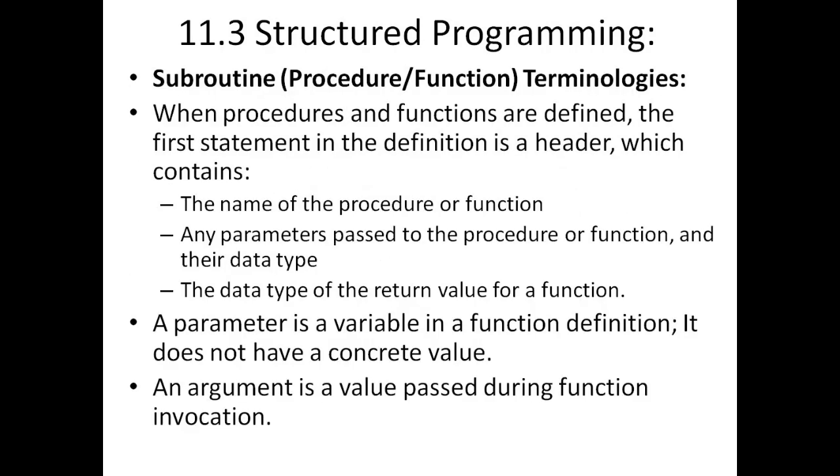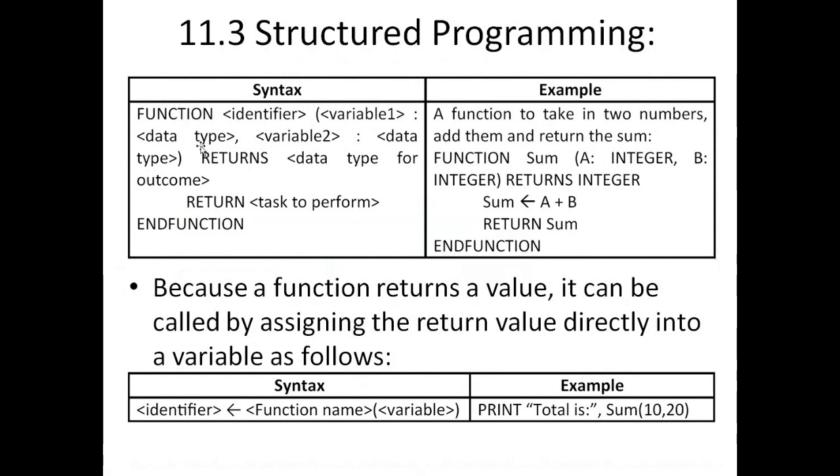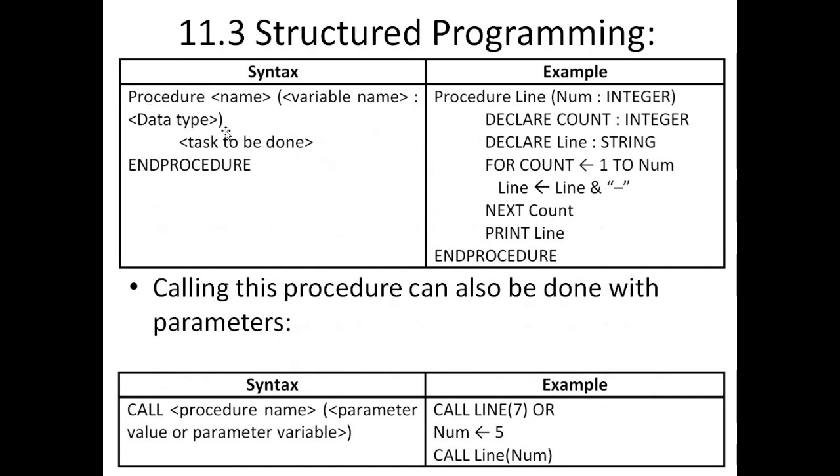Subroutine terminologies mean the procedure or function terminologies. When procedures and functions are defined, the first statement in the definition is known as the header, which contains the name of the procedure or function, any parameters passed to the procedure or function and their data types, and the data type of the return value if you are writing a function. You won't have this part if you are writing a procedure. The procedure would only contain these two values in its header, the very first statement. Over here, this first line is the header, and all of it is known as the function definition.